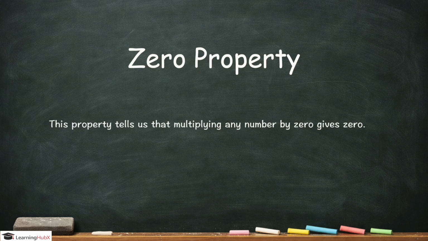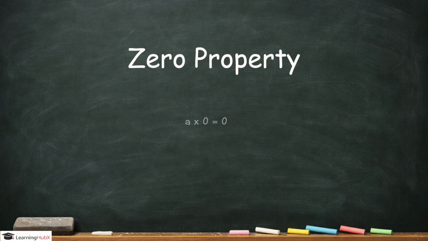Next, let's look at the zero property. This property tells us that multiplying any number by 0 gives 0. A times 0 equals 0, no matter how big the number is. Multiplying by 0 always gives 0. 1,000,000 times 0 equals 0. So remember, 0 wipes everything out.